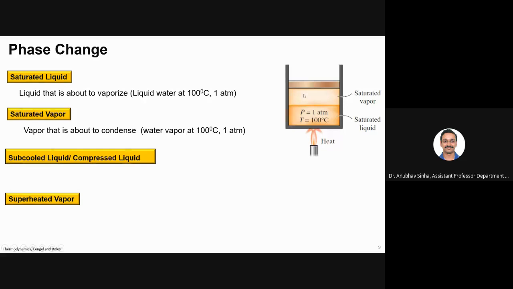It has no additional amount of heat. Liquid water at 100 degrees Celsius, if you give latent heat to it, if I give only latent heat, no other extra heat, it becomes saturated vapor, water vapor at 100 degrees Celsius. That's it. Now you can easily guess what is subcooled liquid, or liquid which is not about to vaporize.